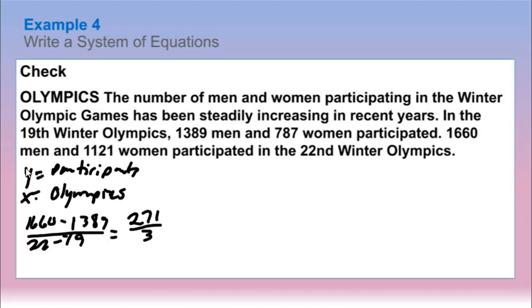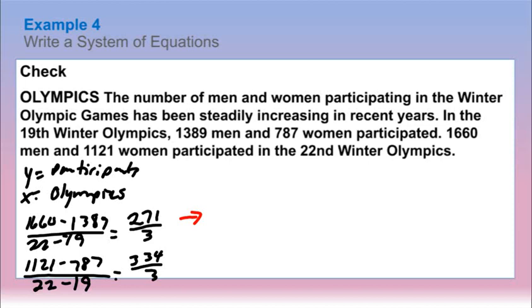And then the other one we would do for women: 1121 minus 787 divided by 22 minus 19, which will give us 1121 minus 787. Divide that by 3, and we get 334 over 3.